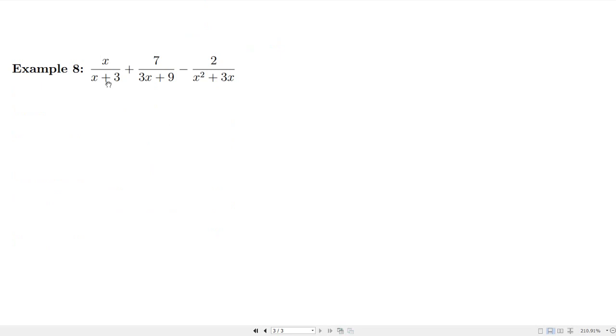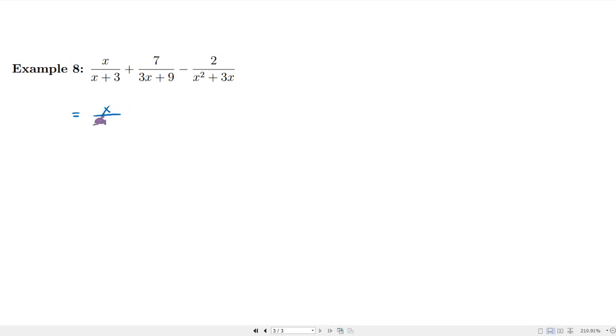All right, now we have 3 fractions, right? So we're going to add these two and then subtract this one. Since we're dealing with 3 separate fractions, we are just going to use the same exact procedure. We're going to try to find a common denominator, so let's factor each one as much as possible.